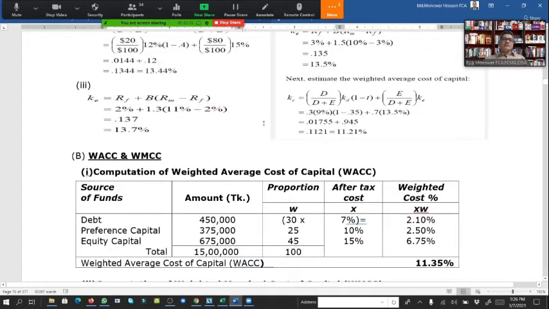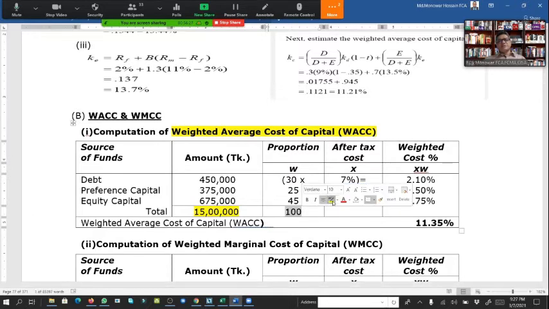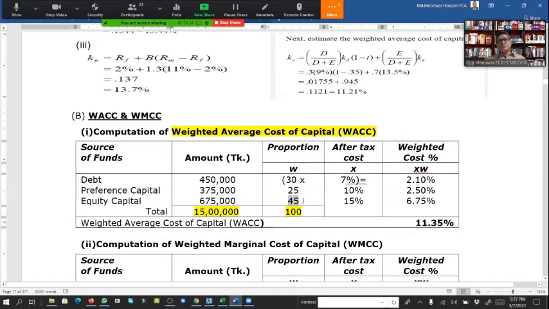Sometimes if the market value is given, then you can calculate in 2 ways. So here is book value weighted average cost of capital, number 1. The source of funds: debt 4,50,000, preference capital 3,75,000, equity capital 6,75,000, total 15 lakh is the total capital. If we think of it as 100%, then 6,75,000 is 45%, or you can say it as 0.45.